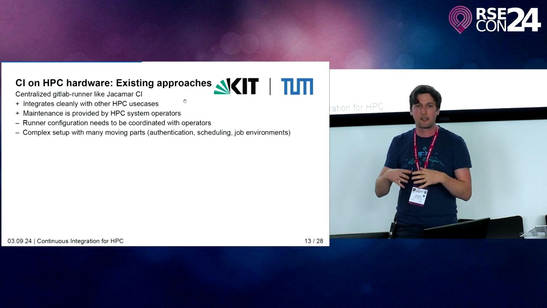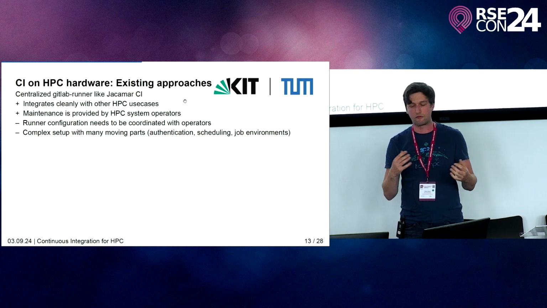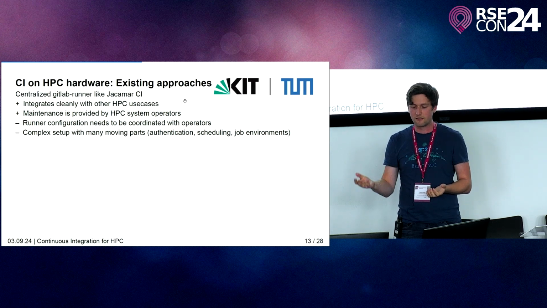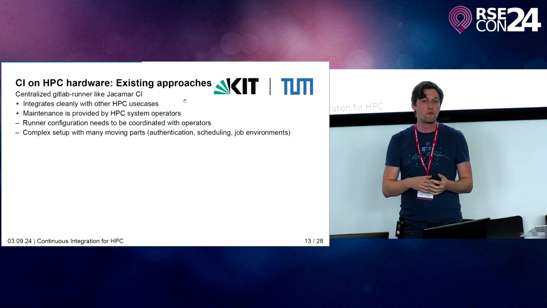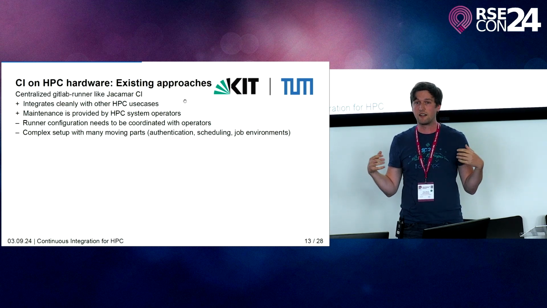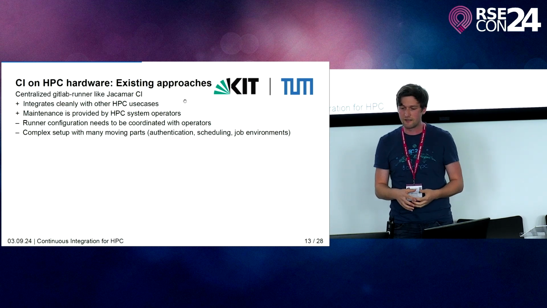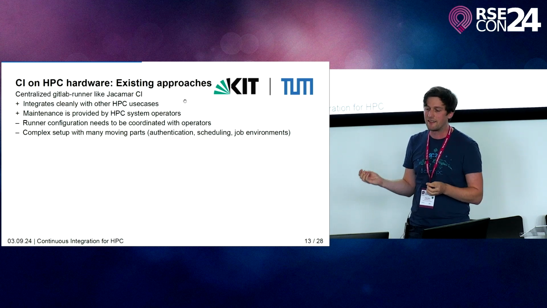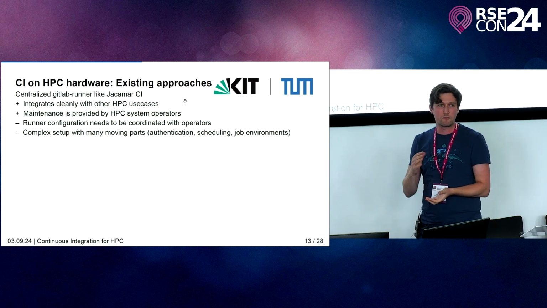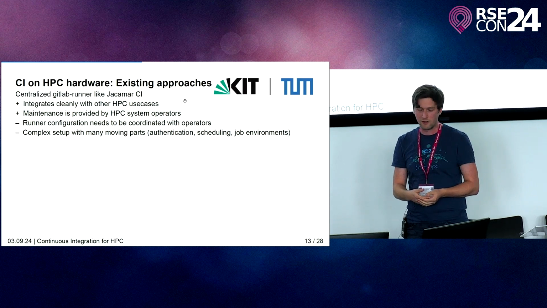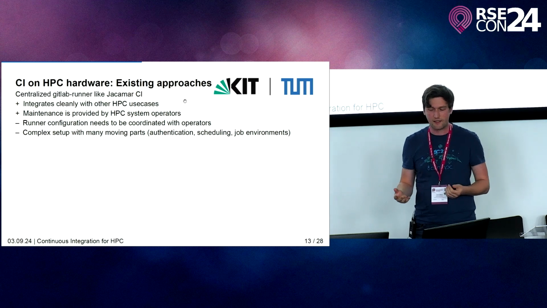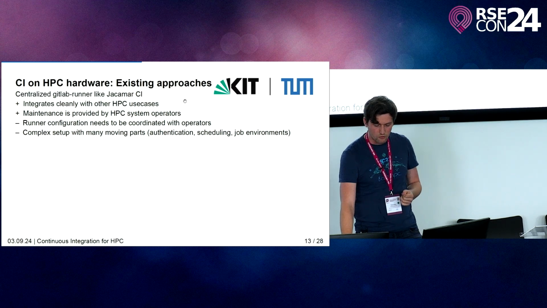This is really nice if you have a big computing center which runs a lot of CI for different projects, but it also means that you need to cooperate with the operators of the HPC systems, which means there needs to be enough interest in running CI on these systems, and that can sometimes be hard to argue for. And the setup itself is complicated because it has a lot of moving parts. We need to do the downscoping and the handling of permissions, we need to do the scheduling via Slurm, and we need to set up the job environments and so on. So what else can you do?